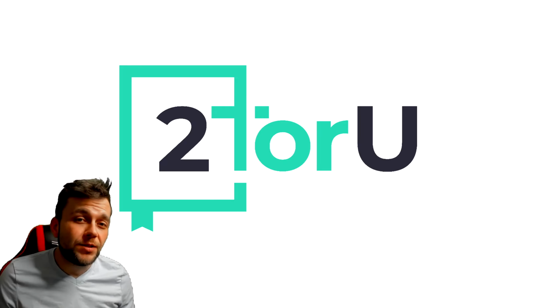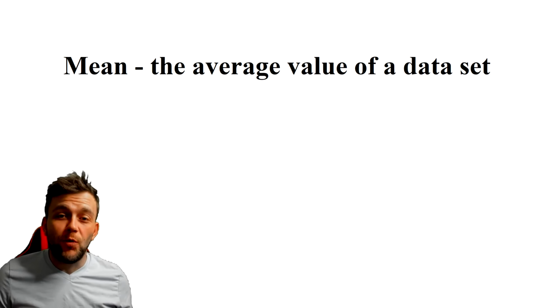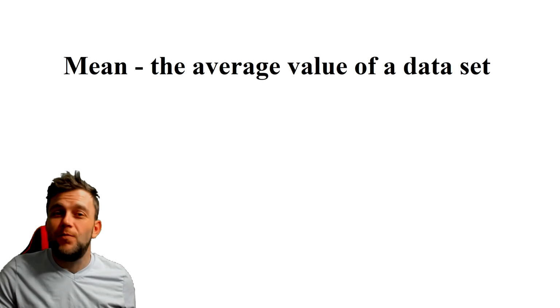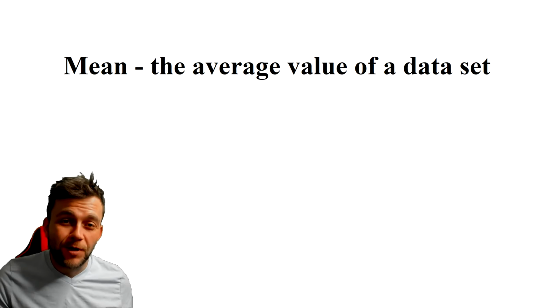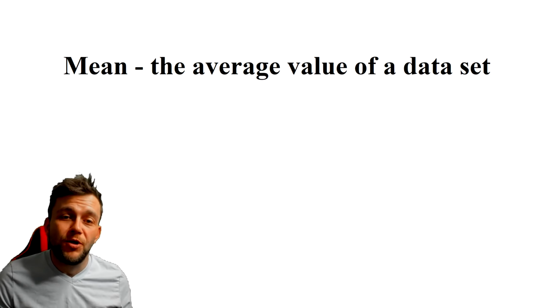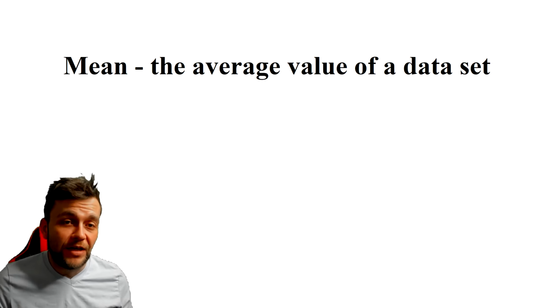So, let's get started with mean, median, and mode. What is the mean? The mean is the average value of a data set. That sounds a little bit unusual, the words might confuse you, but I promise you it is not too difficult. Once you get a few examples under your belt, you'll feel much more comfortable with finding the mean of a data set.